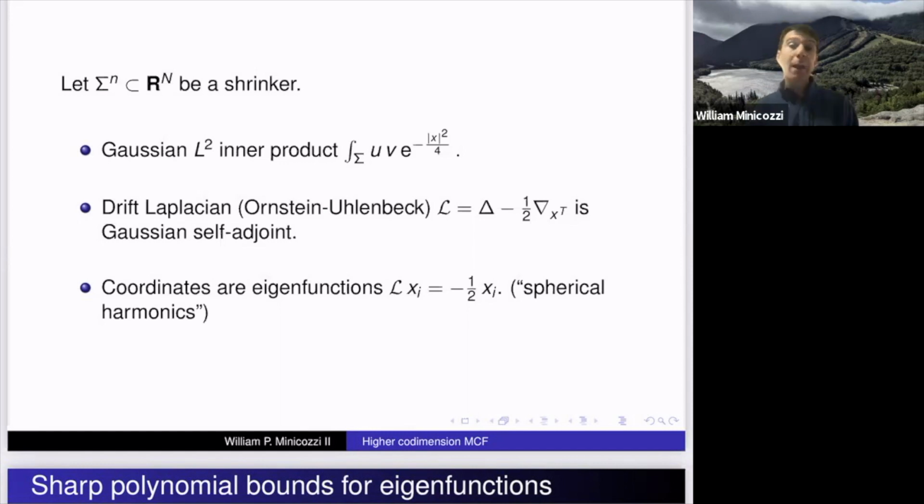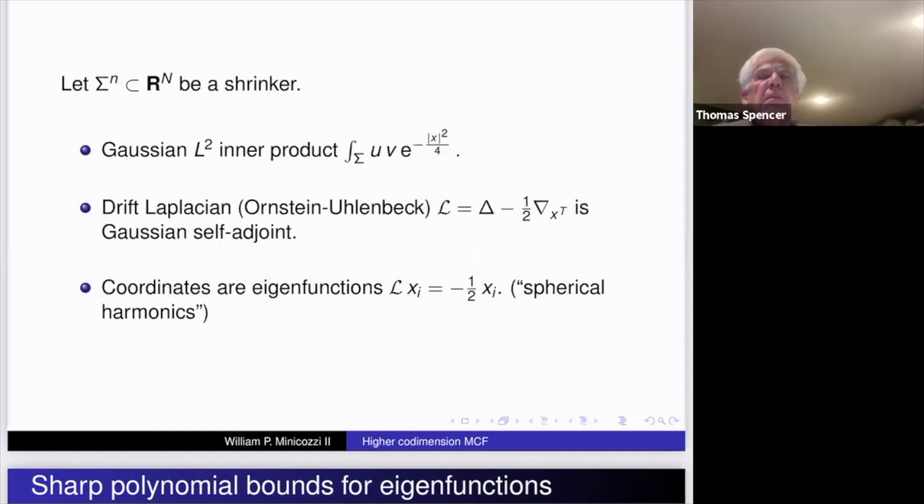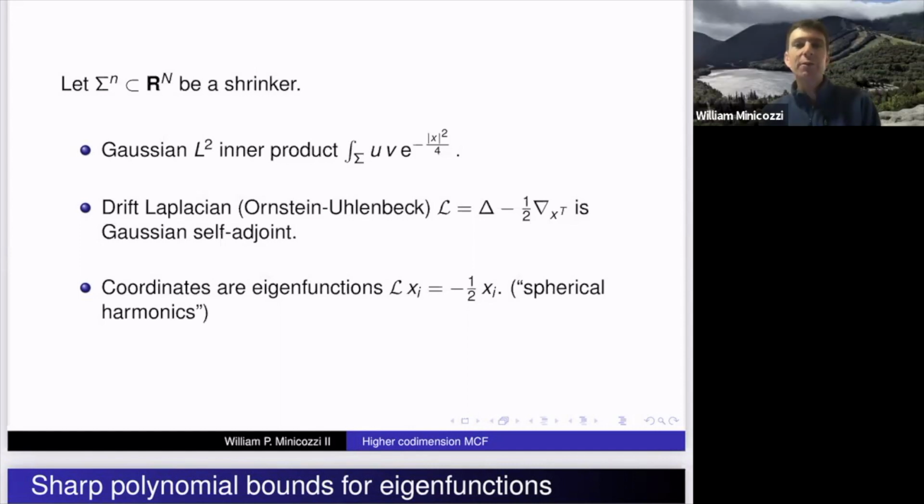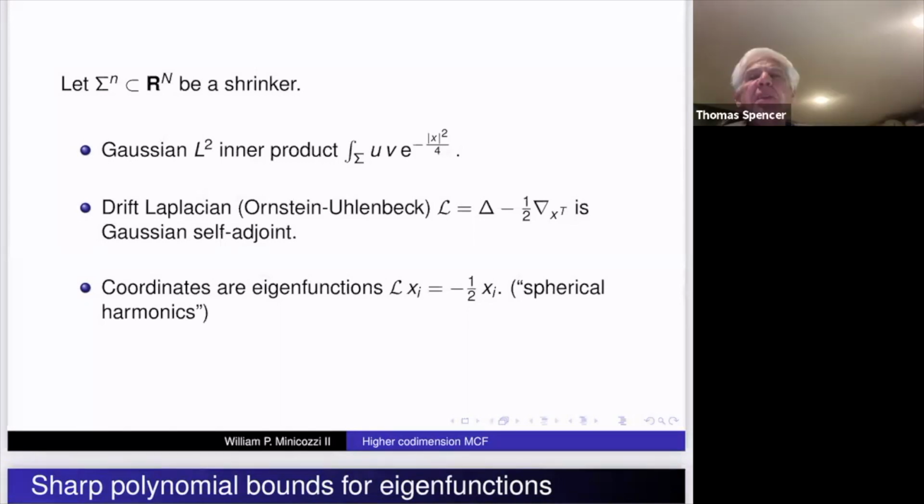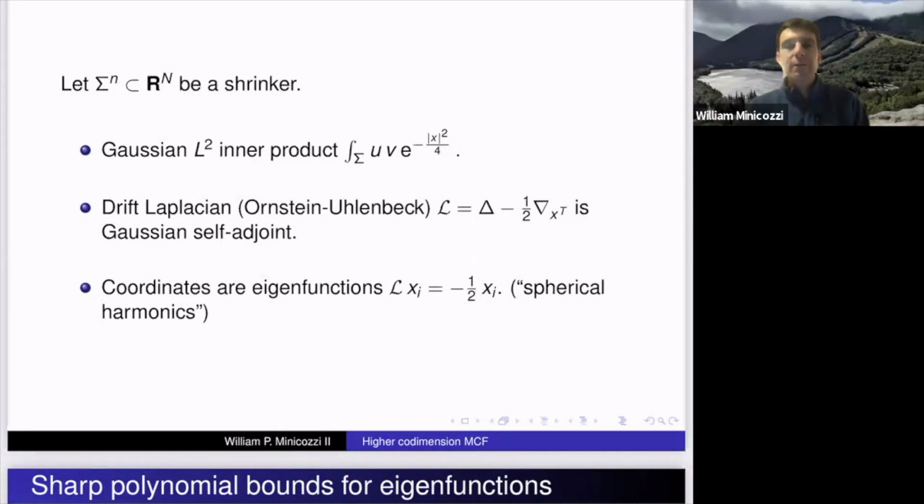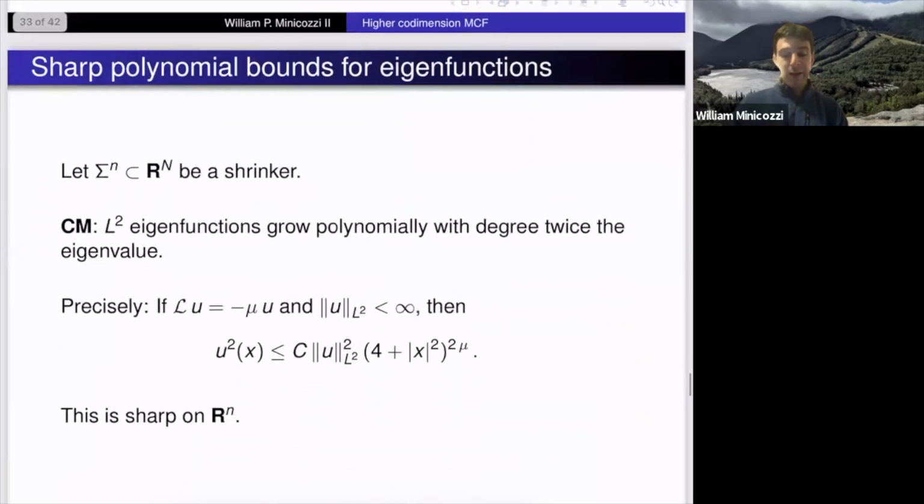And the Laplacian is also more complicated because it's not on Euclidean space. It's some other submanifold that has its own issues. It's just the Laplacian on that manifold. That's right. So this fact that the eigenfunctions grow polynomially with degree twice the eigenvalue is of course familiar for the Hermite polynomials. But in fact, we showed that this is true on any shrinker for the eigenvalues of that drift Laplacian.